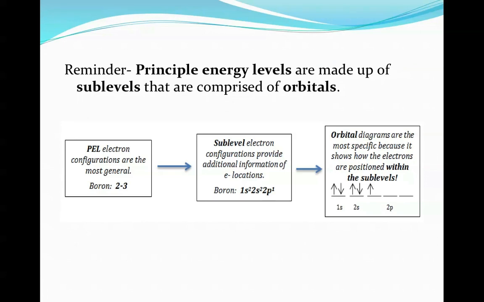So we've already talked about principal energy levels and sublevels. Principal energy levels are made up of those sublevels, but sublevels can be broken down into even more specific areas called orbitals. So here would be our principal energy level 2-3 for boron, our sublevels, with letters representing the different sublevels: 1s2, 2s2, 2p1. And now in our orbital diagrams, we're going to actually be showing the different spins of electrons and how those orbitals get arranged within sublevels and how the electrons get arranged.